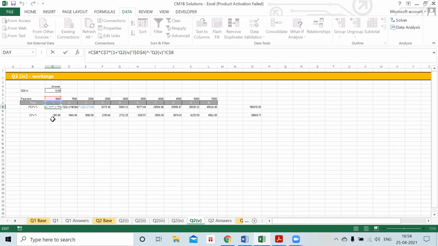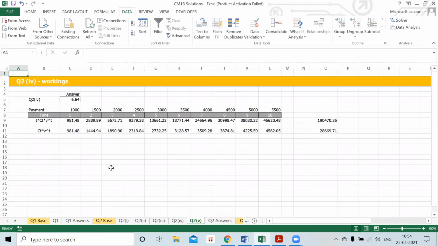Then t C_t v^t, and here it is C_t v^t, then sum of these two, and then division. So duration is 6.64. Okay, I'll just zoom in here for you all to see.